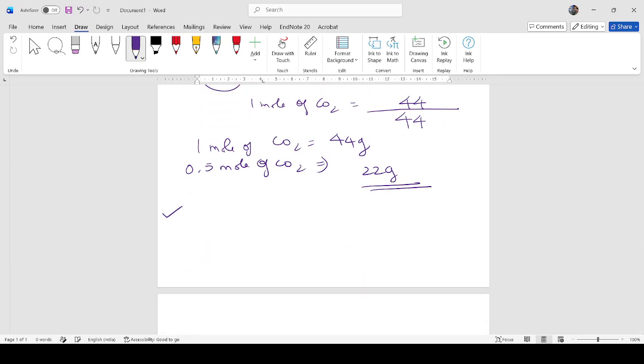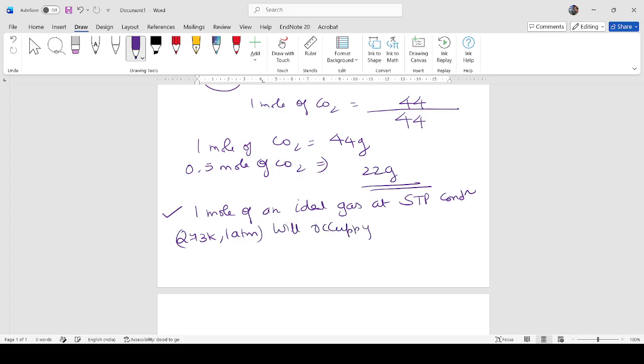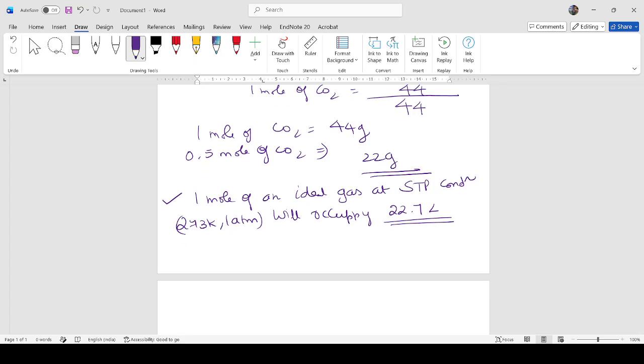Now this was with respect to weight and mass. What if I'm talking about the ideal gas? 1 mole of an ideal gas at STP conditions, that means at 273 Kelvin and 1 atmospheric pressure, will occupy 22.4 liters.